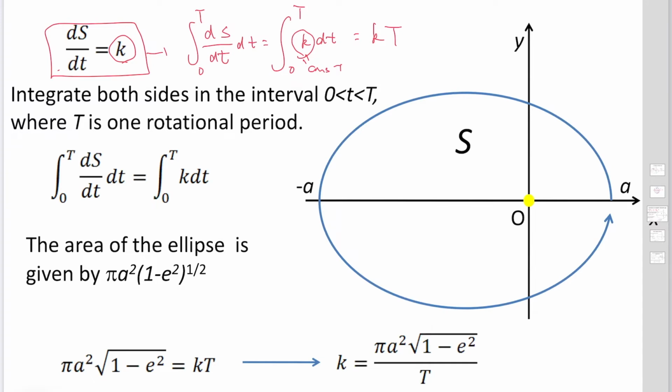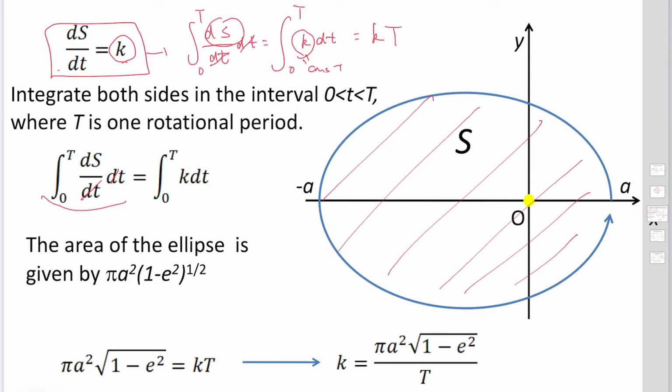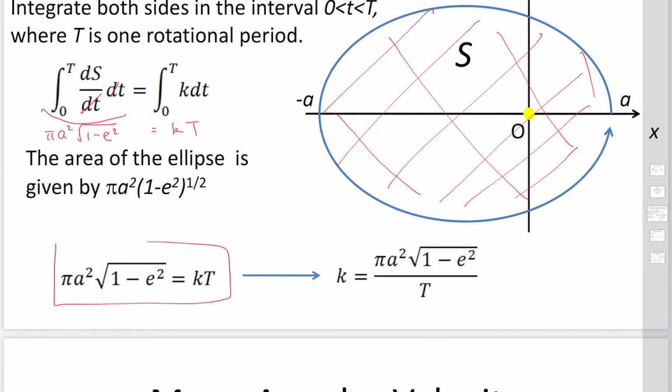So it's quite easy to find that this is kT, where capital T is the period. And on the left hand side, dt is cancelled out. So the integral of dS becomes the area of the ellipse. We have already discovered this corresponds to pi a squared times square root of 1 minus e squared. Then this is equal to kT. Then you can find this relation. Then k is expressed by dividing by T. You have an expression for k.